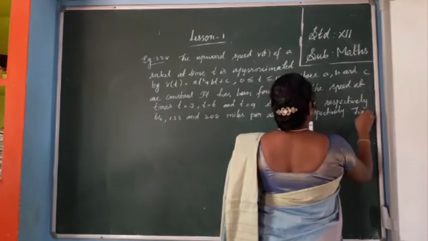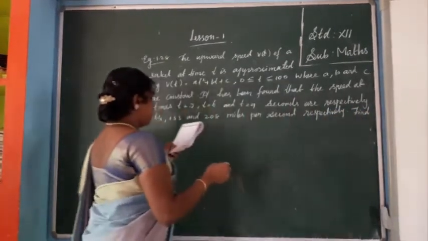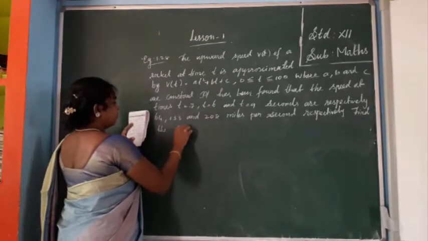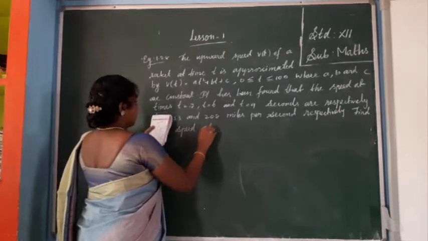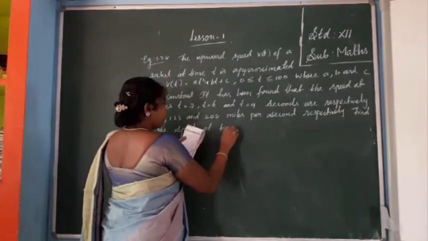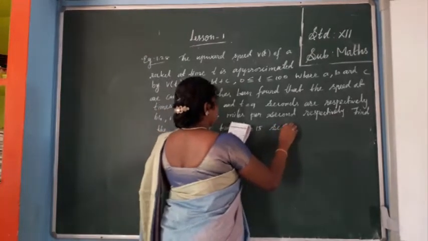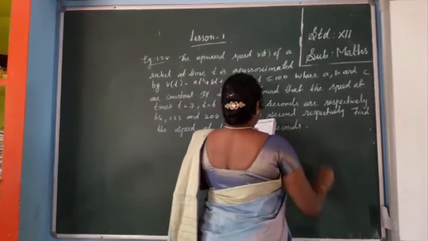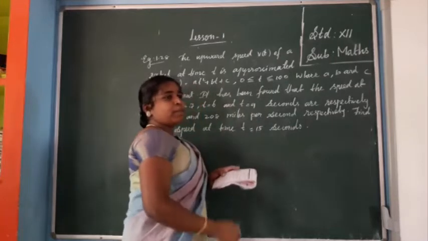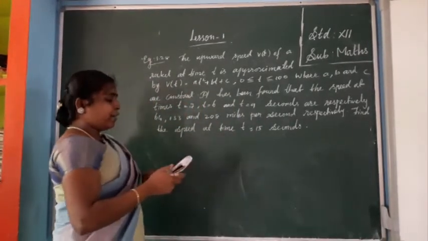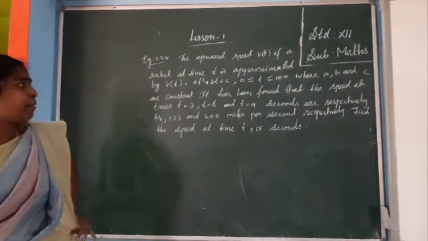Find the speed at time t equal to 15 seconds. Use the Gaussian elimination method. Shall we do a simple problem only?